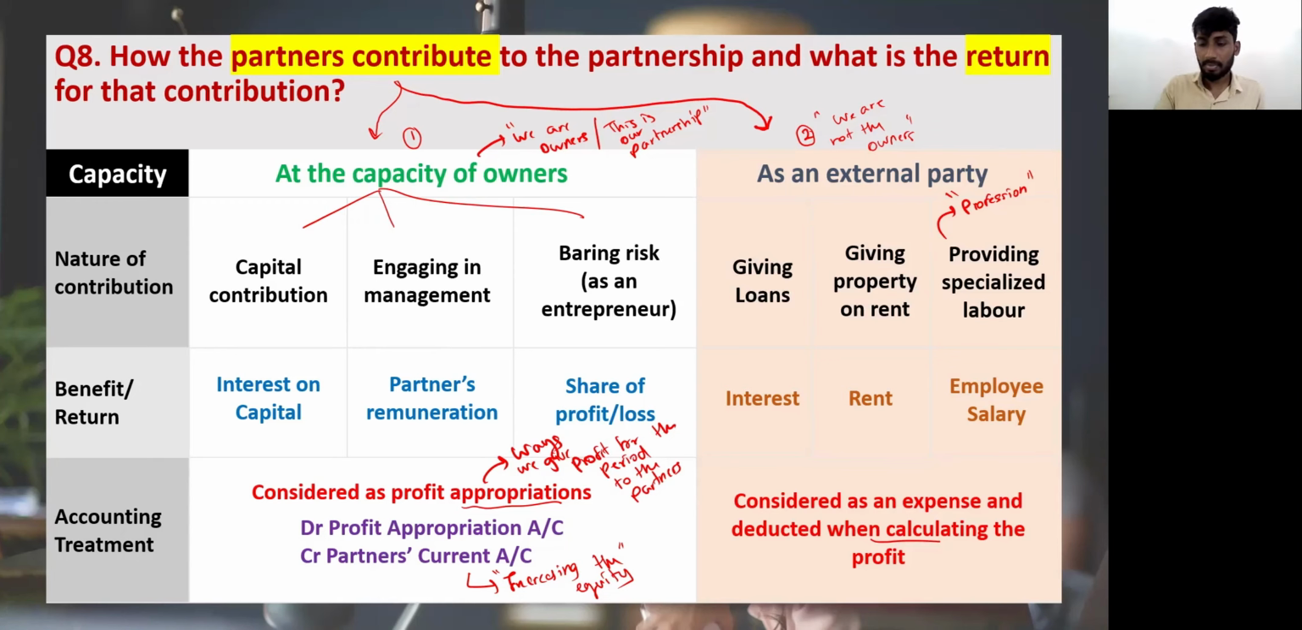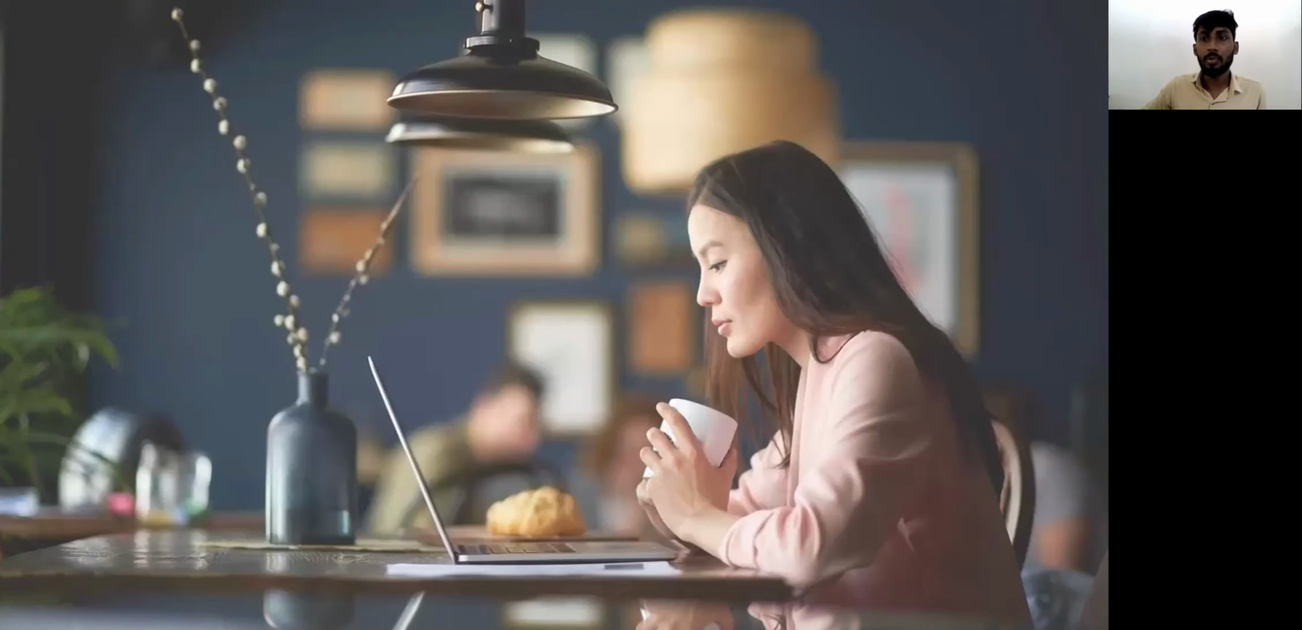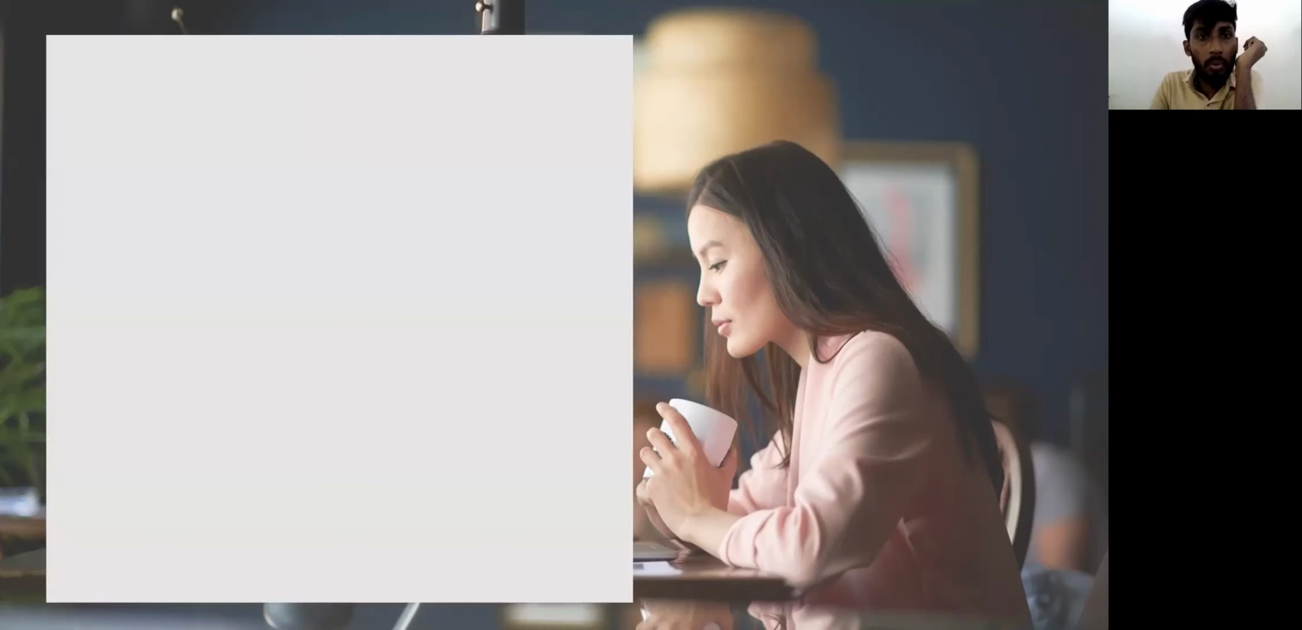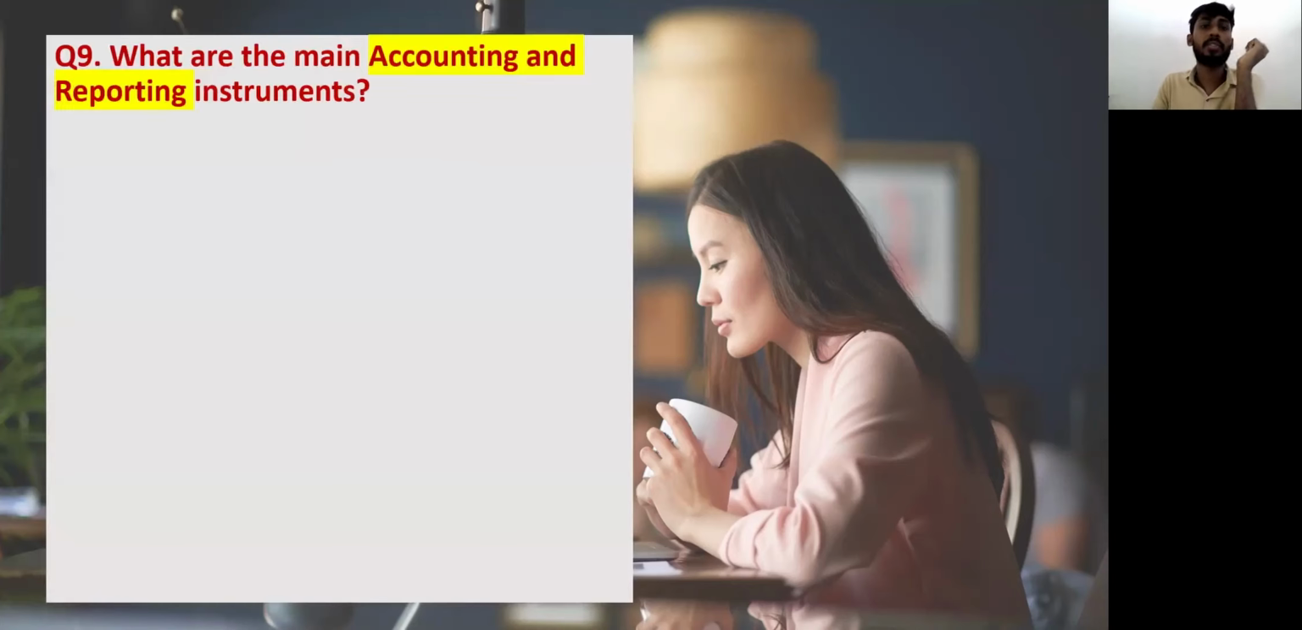Okay, great. Let's move on. What is the next one? Okay, we learned how the contributions are. Now let's learn what they are going to use to account. What are the accounting and reporting instruments? Simply, how they are going to account.